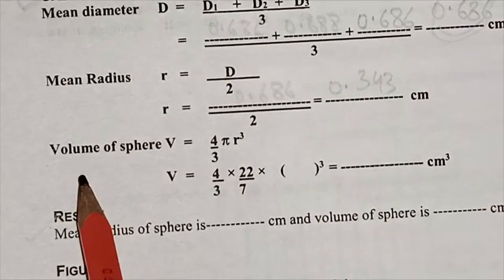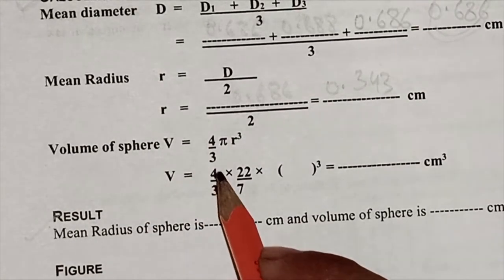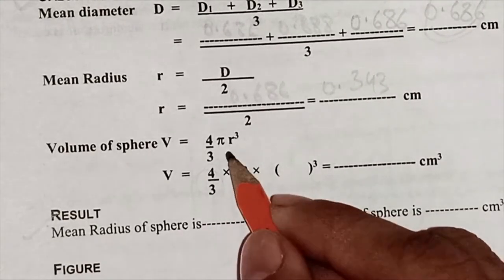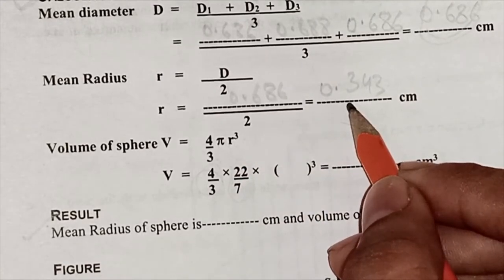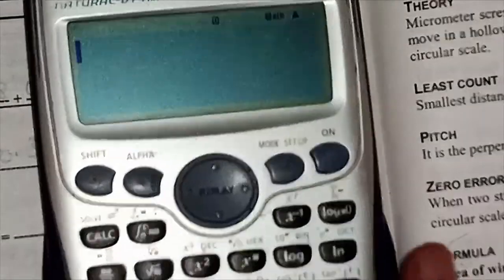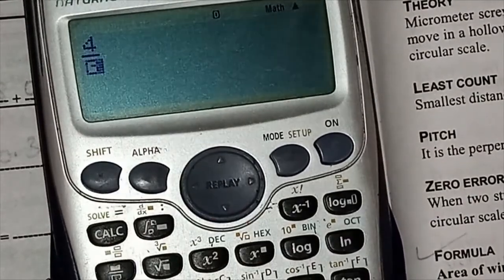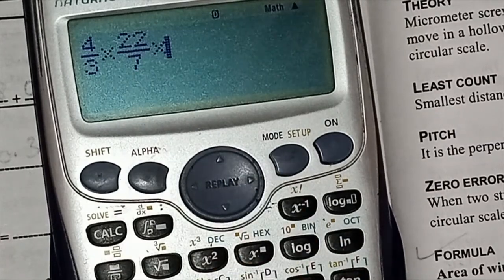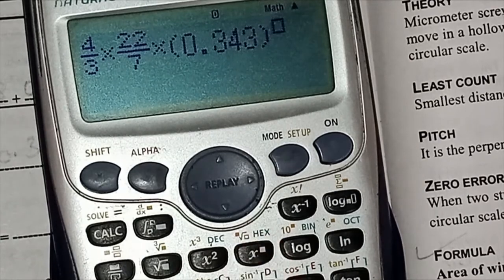Now our main objective is to determine the volume of the sphere. So what is the formula of the volume of a sphere? We have seen earlier in the starting video, 4/3 pi r cube. So 4/3 is a constant value. The value of pi is 22/7, and r we have found is 0.343. So we will solve the formula: 4/3 multiplied by 22/7 multiplied by r, which is 0.343, and the power of r is cube.